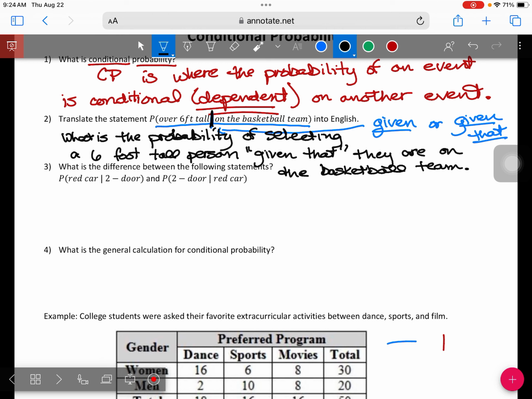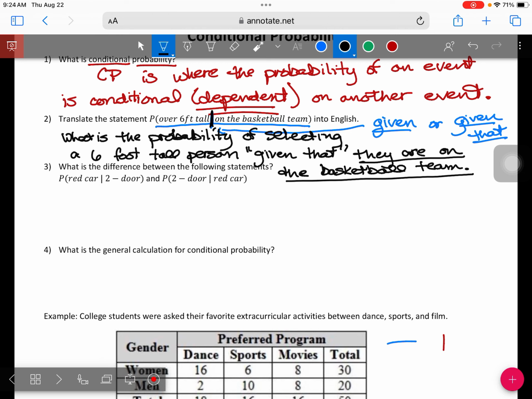Okay. So the condition here, come on, Charles. The condition here is they have to be on the basketball team. They have to be on the basketball team. So, do I have anyone in here that plays basketball for Pike?